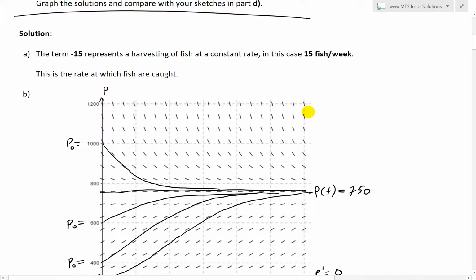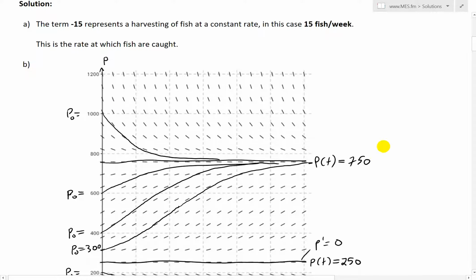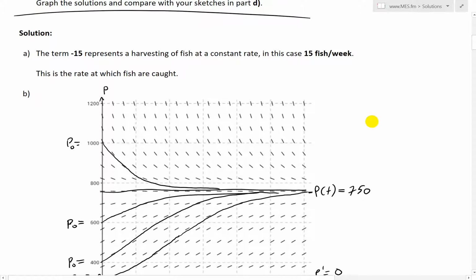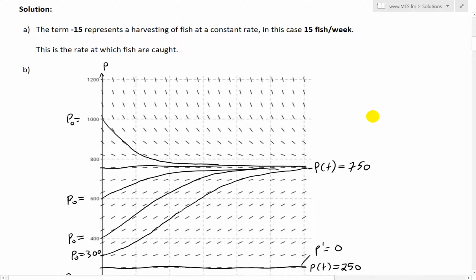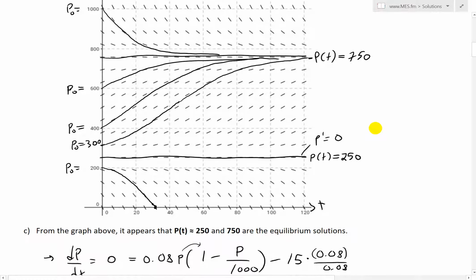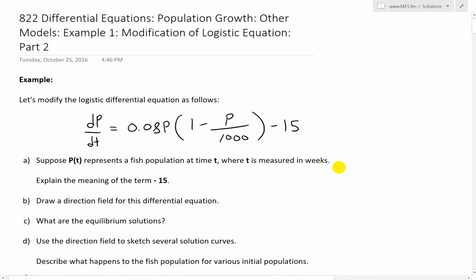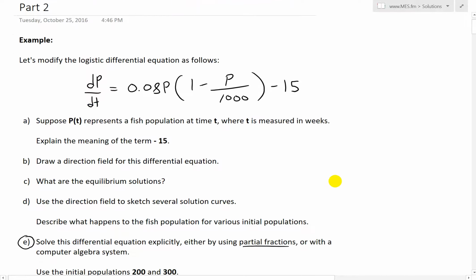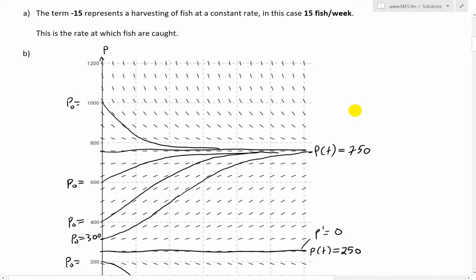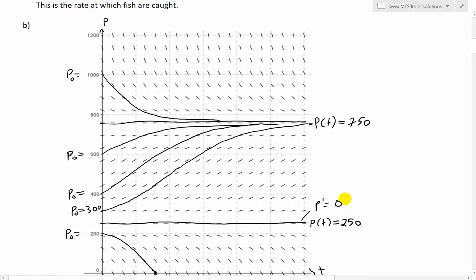So, a recap on that previous example. Again, that negative 15 represents harvesting fish. In other words, it's the rate at which fish are caught. So you include that in the growth rate formula, or the growth rate of the logistic formula. So this dP over dt is the growth rate, and we're just subtracting the fishing rate. And then this is what the solutions looked like.